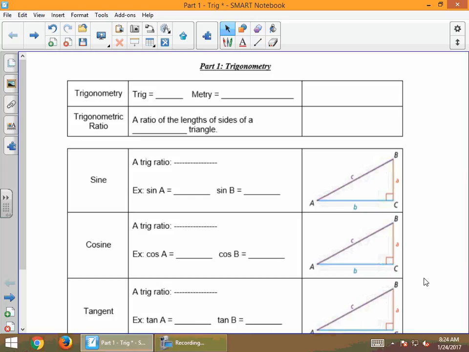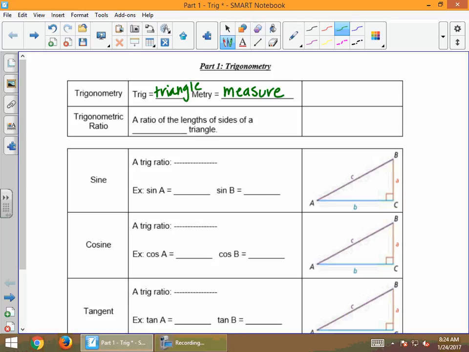In this lesson, we're going to talk about trigonometry, and some important vocab we need to go over first is the definition of trigonometry. If you break it down, trig equals triangle, and metry equals measure. So essentially, trigonometry is just a measure of a triangle.